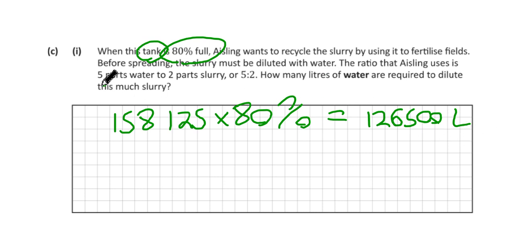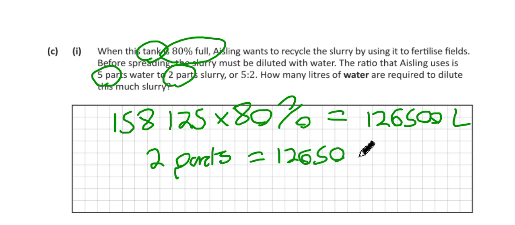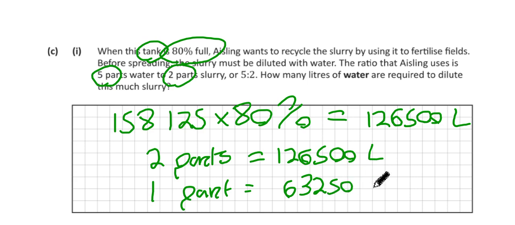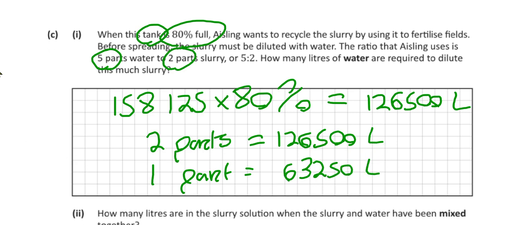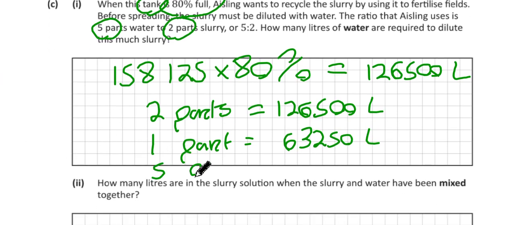Now, that's how much slurry I have. And what it says is 5 parts water to 2 parts slurry. So this essentially means 2 parts slurry, isn't it? 2 parts equals 126,500 litres. How much do you think 1 part will be? 63,250. And then how much do you think 5 parts will be? 5 times bigger. What do you get? Multiply that by 5, lads.